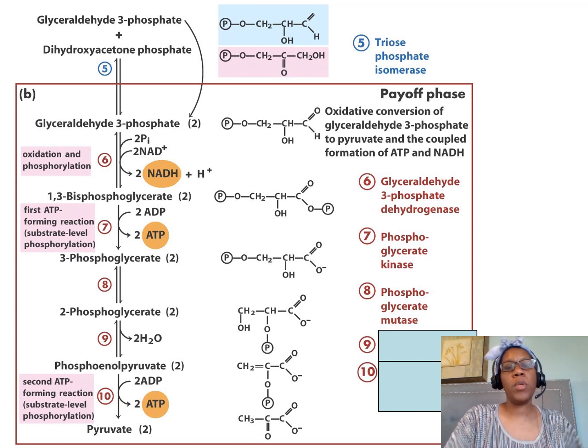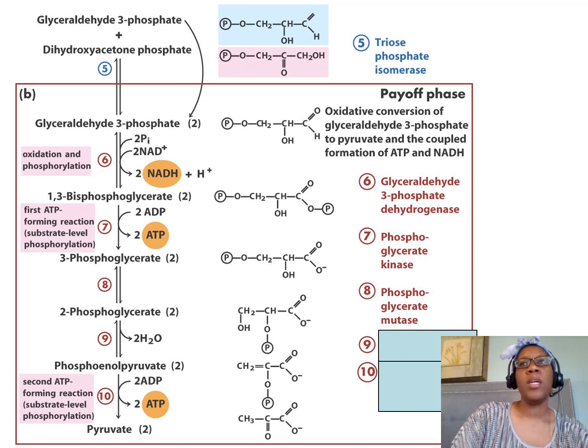So if we remember that 2,3-BPG allosterically modulates hemoglobin, and so if you're creating a lot of 2,3-BPG, you're going through glycolysis, you need a lot of oxygen, you need a lot of energy, and that triggers hemoglobin to release oxygen. So that mechanism is important.